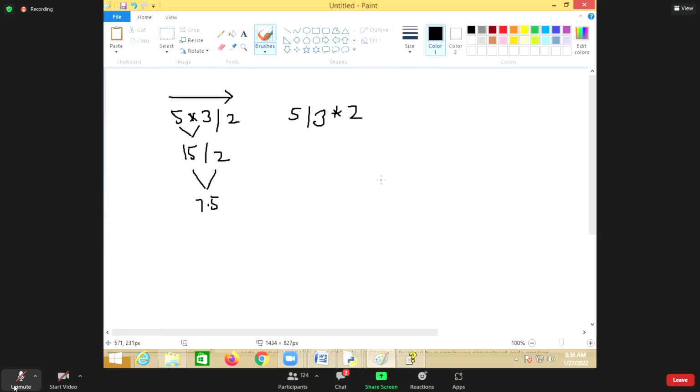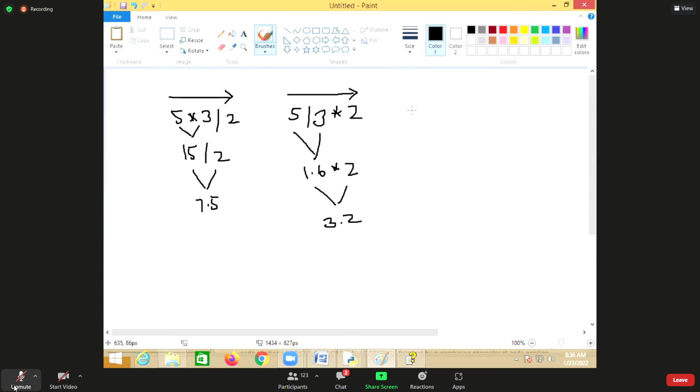If I'm writing 5 slash 3 into 2, how many operators are there? Two operators. One is slash and one more is star. Both are given equal precedence. Evaluation is done from left to right. 5 divided by 3 is what here? 1.6. 1.6 into 2 is 3.2. The result is 3.2, right?